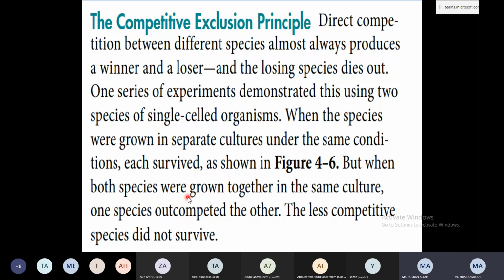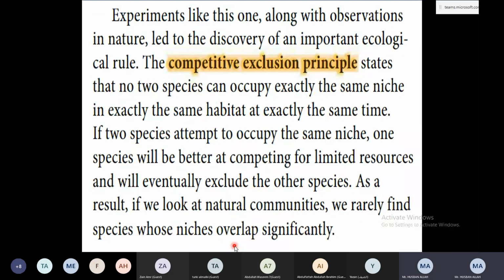When two species were grown together in the same culture, one species outcompeted the other. The less competitive species did not survive. So the one which outcompeted the other will survive, and the one which is less competitive died out in this competition, right? Experiments like this one, along with observation in nature, led to the discovery of an important ecological rule, the competitive exclusion principle. It states that no two species can occupy exactly the same niches in exactly the same habitat at exactly the same time. This is the statement of the competitive exclusion principle.